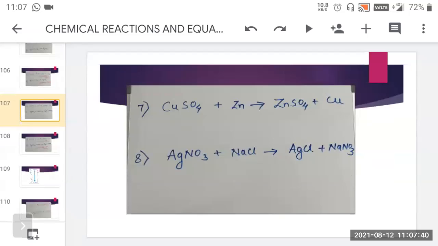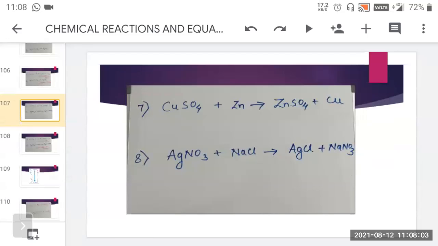Then comes the next reaction, AgNO3 plus NaCl. Now, we will go again one by one with the different types of reaction. First reaction is the combination reaction. That means two or more reactants combine to form one single product. So it is not fulfilling that criteria. Hence it is not a combination reaction.